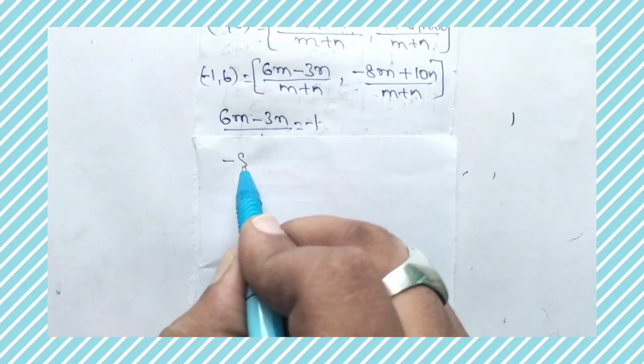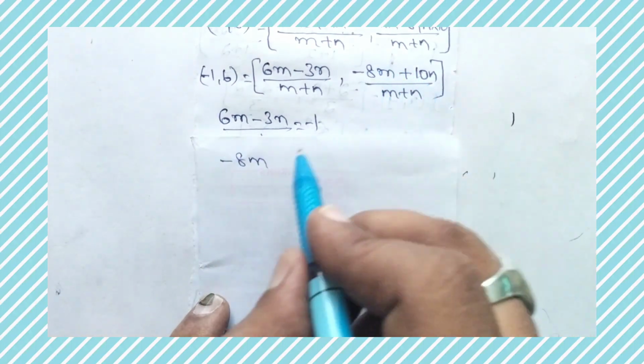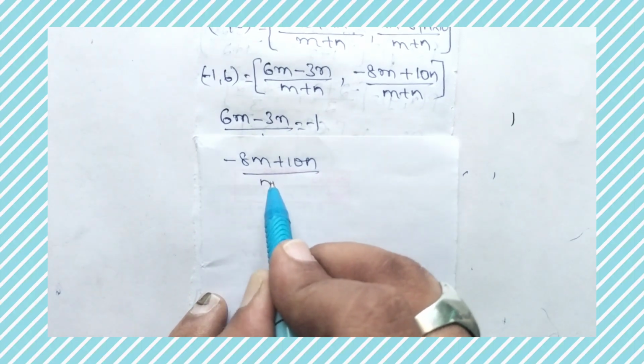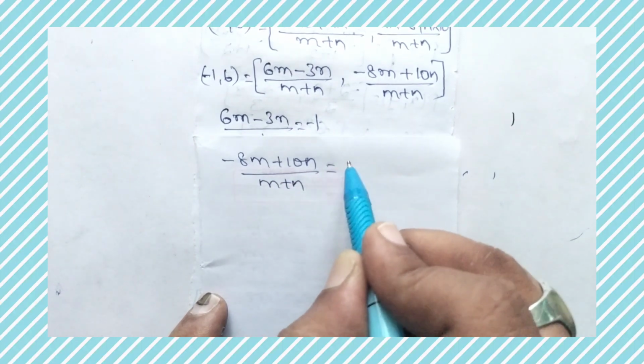That is minus 8m plus 10n divided by m plus n, that you equate to 6.